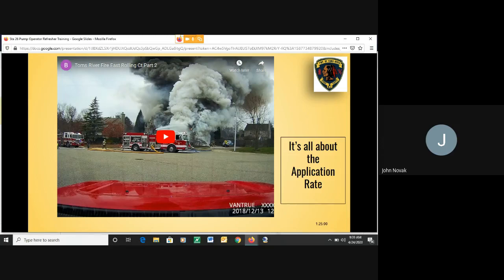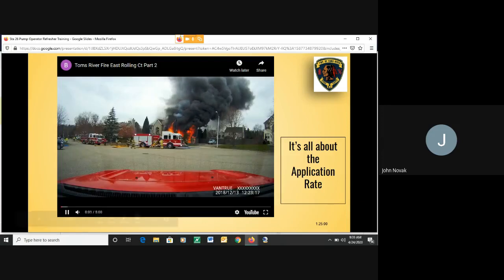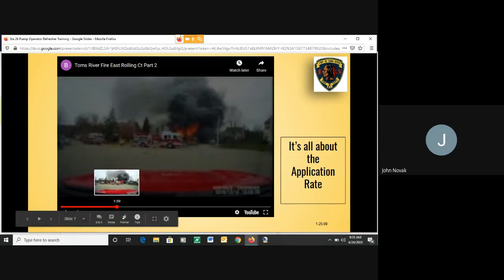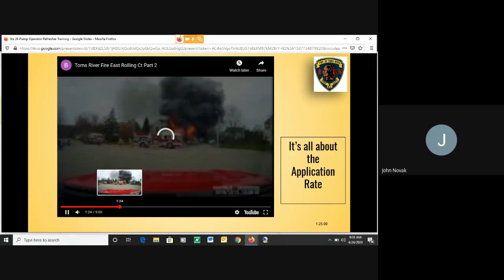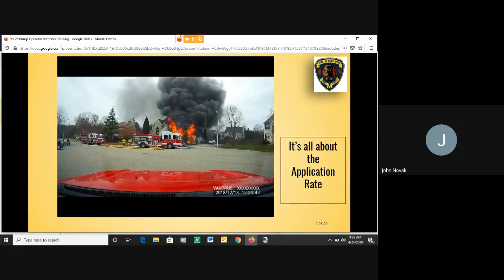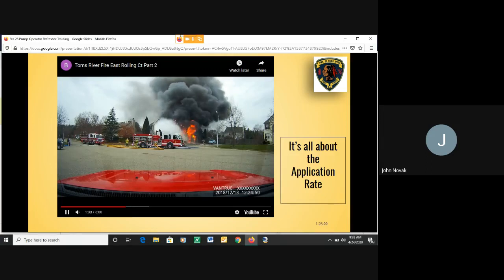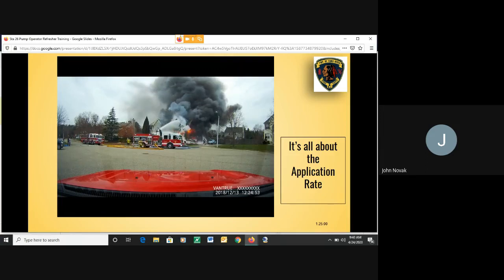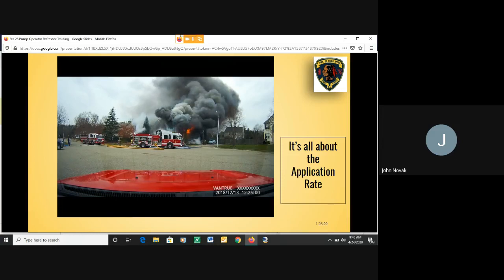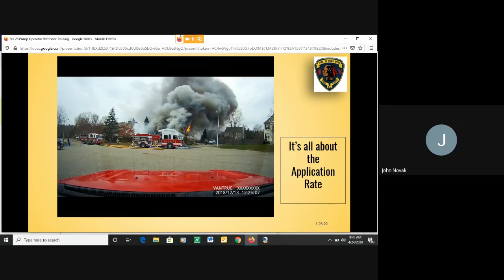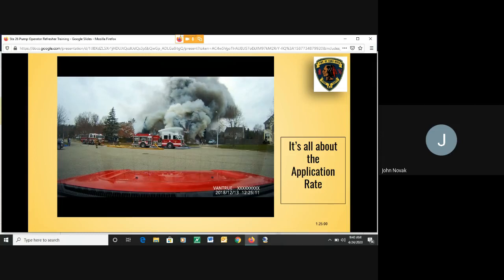So I'm going to start this video and move it up to the spot that I want to look at. All right, as this boots up here, we have hand lines going. But now we're going to get this deck gun going, and you can see how fast the fire darkens down once we start to apply a heavy stream of water onto the fire. We start to knock down a lot of the fire, and then once we knock down a lot of the fire from the outside, we can go in and finish extinguishment with the hand lines. So there's a good example of application rate.